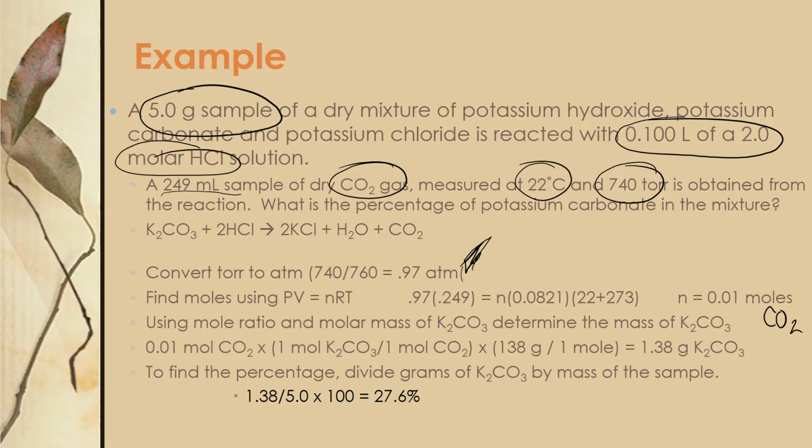I know the mole ratio between carbon dioxide and potassium carbonate is simply 1 to 1. Therefore, this is also equal to moles of potassium carbonate. I'm asked here to find a percentage, which means I need grams of potassium carbonate. So converting, I take my moles of potassium carbonate, multiply them here by my molar mass of potassium carbonate to get grams of potassium carbonate. Lastly, I'm going to find my percentage by taking the mass of the potassium carbonate, dividing it by the mass of the sample, and multiplying by 100 in order to convert this to a percentage.